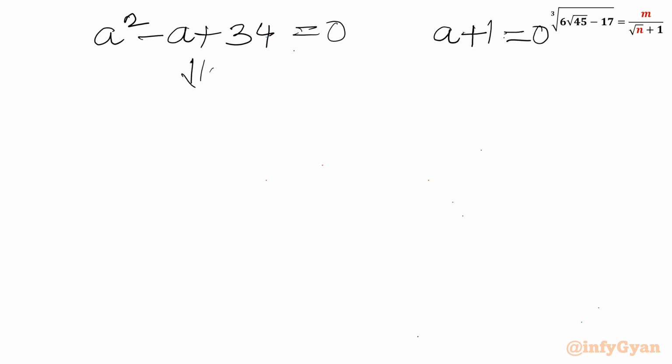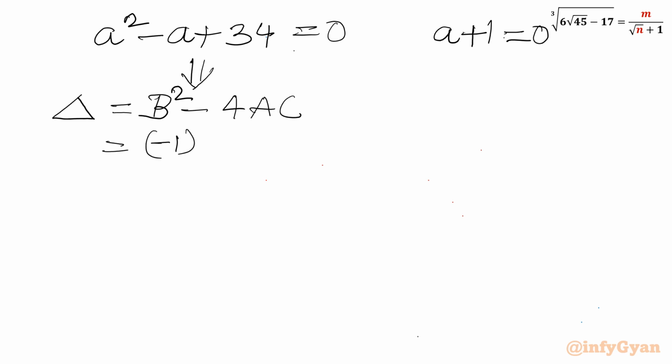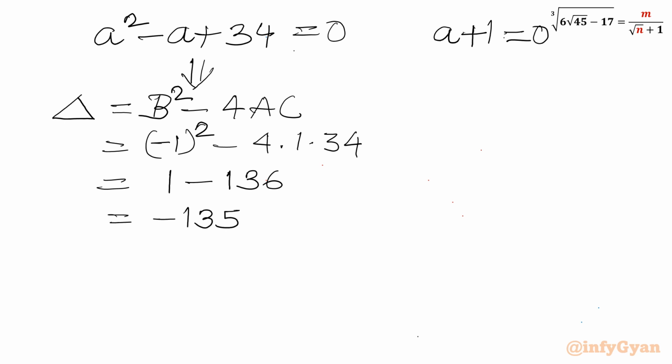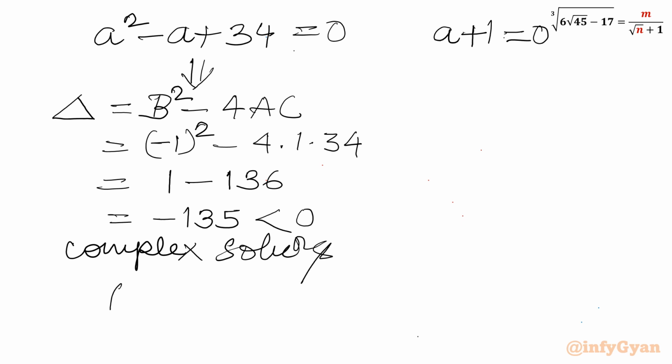So from this quadratic equation, if we check the discriminant only, it is b square minus 4ac as per formula. So (minus 1) square minus 4 times 1 times 34, which will be equal to 1 minus 136, which is ultimately negative 135. Because the discriminant is negative, complex solutions will be there. So this is our rejected solution.